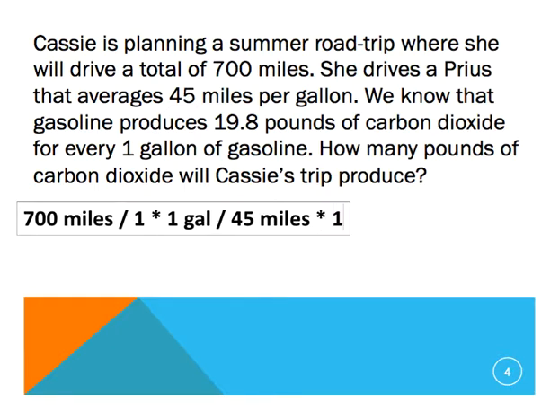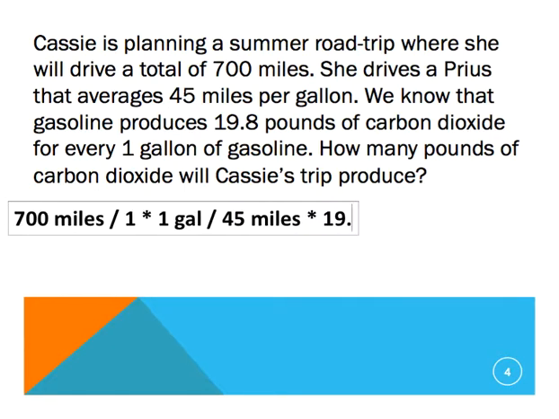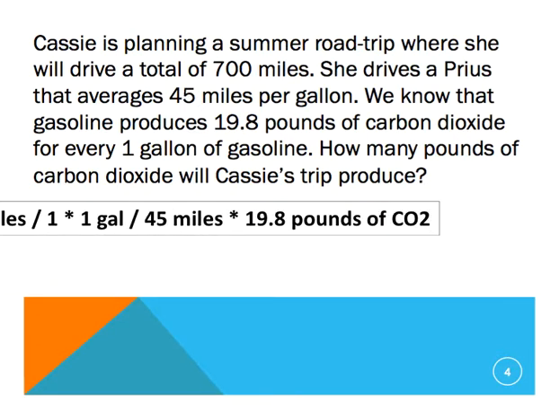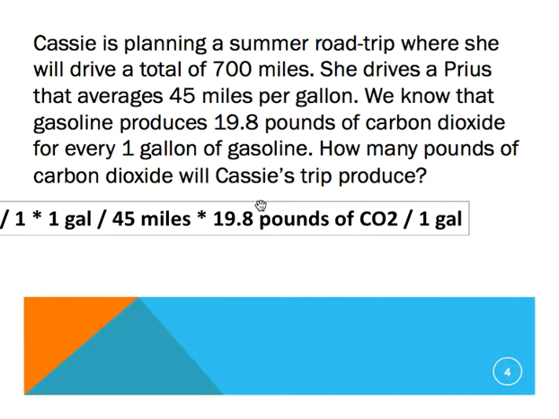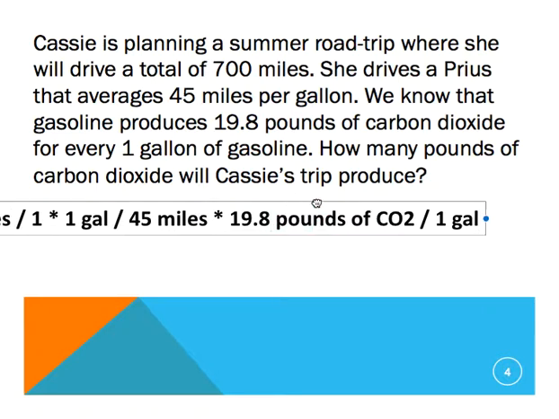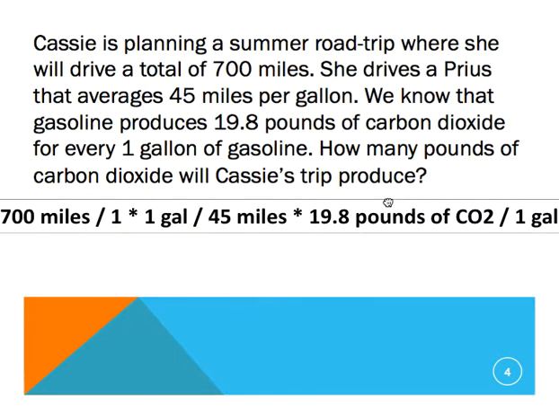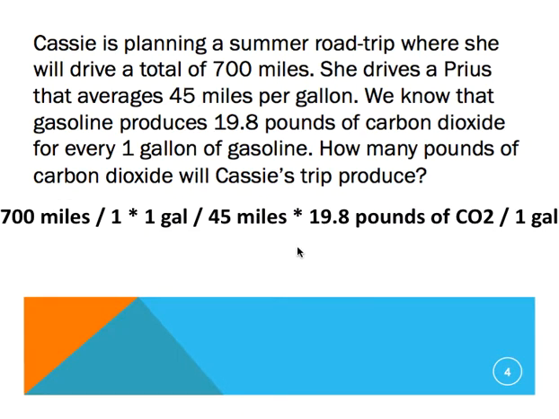And then finally, the last thing I'm going to do is use the 19.8 pounds of CO2 for every 1 gallon of gasoline. Again, if you have this set up on a piece of paper, it's going to look a little nicer, but you should have the 700 miles over 1, the 1 gallon over 45 miles, and then the 19.8 pounds for every 1 gallon of gasoline.